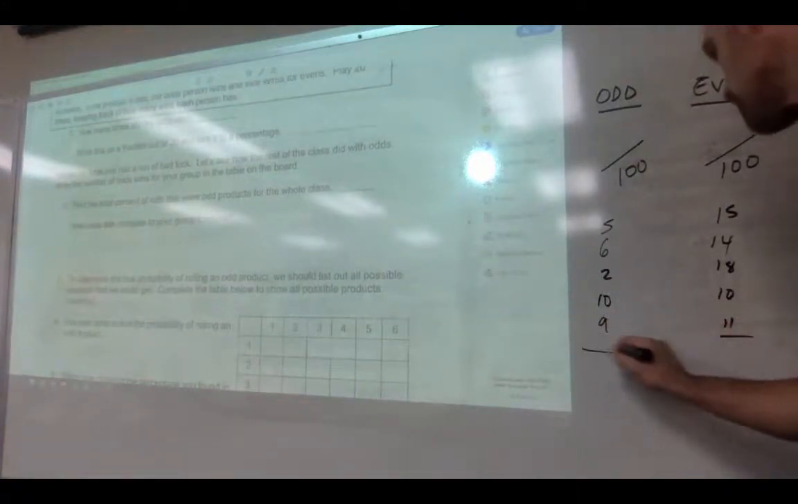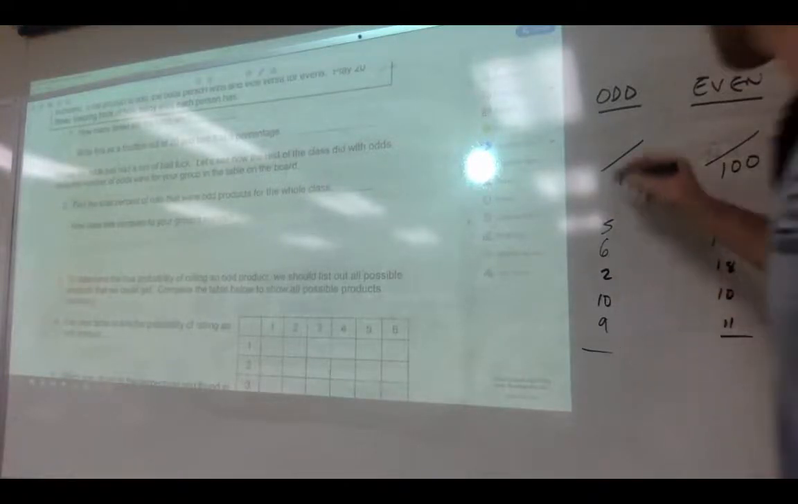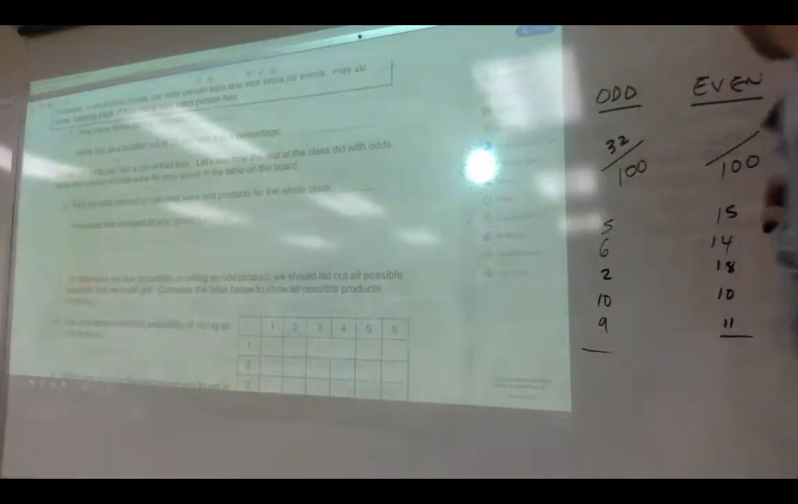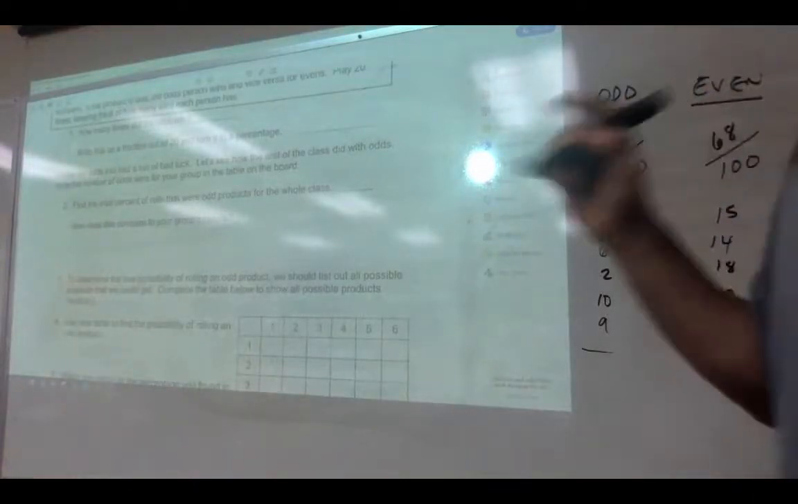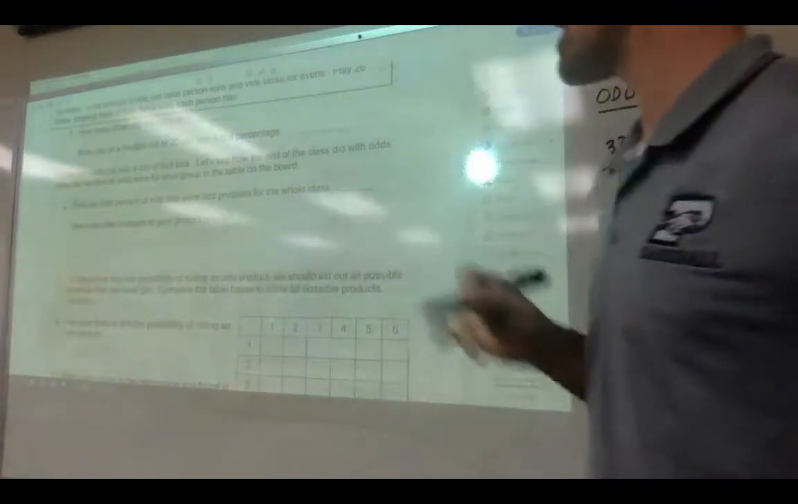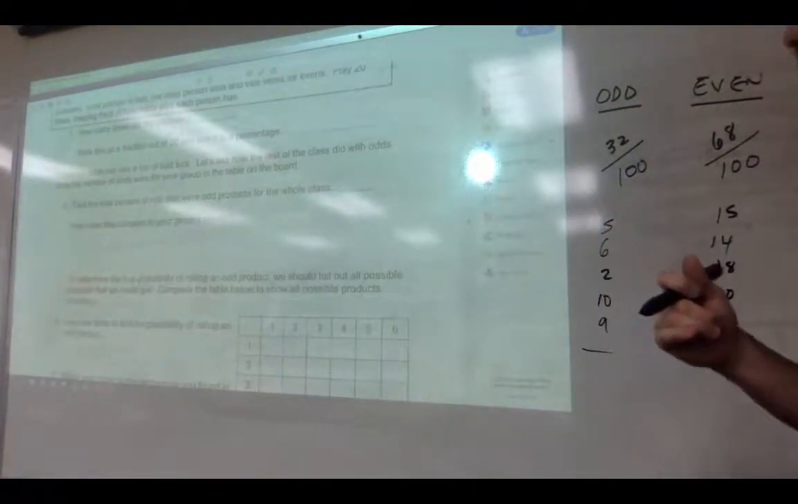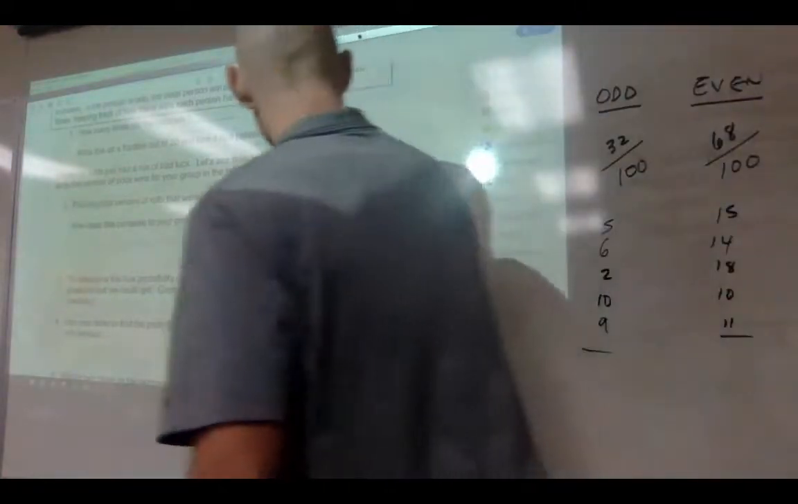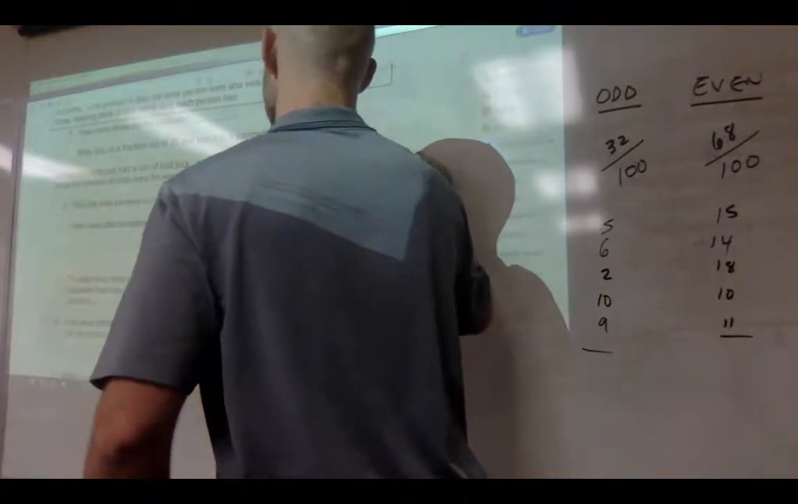Okay, so let's do a little math here. 11, 12, 13, 23, 32. So this would be, and make sure my math is right here, 29, 37, 47, 57, 68. So find the percent of rolls that were odd products for the whole class. What's my percent? This actually works out really nicely for us, right? It's 32 out of 100, which is 32%.